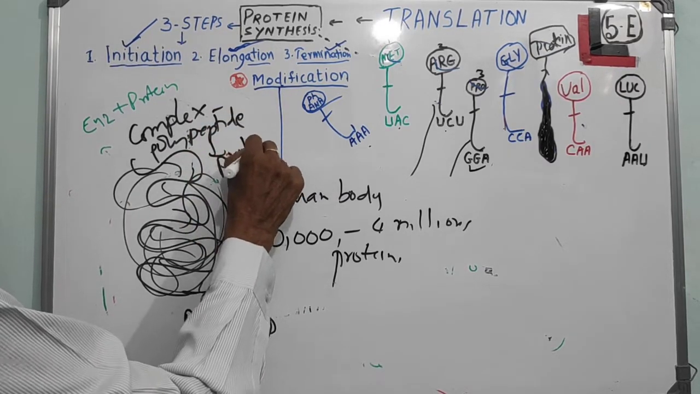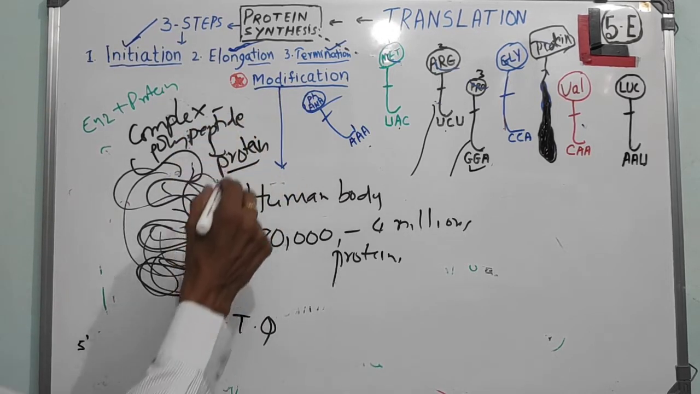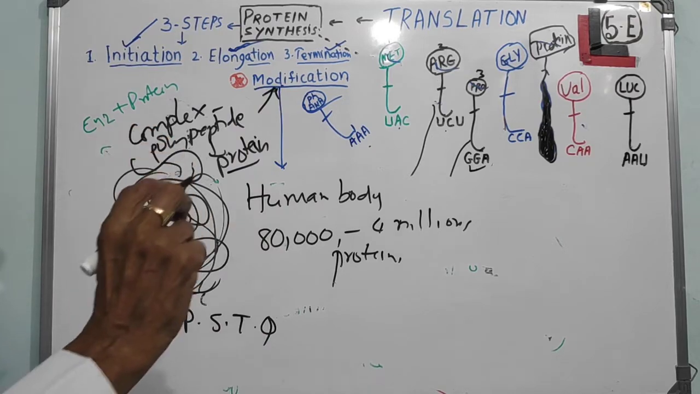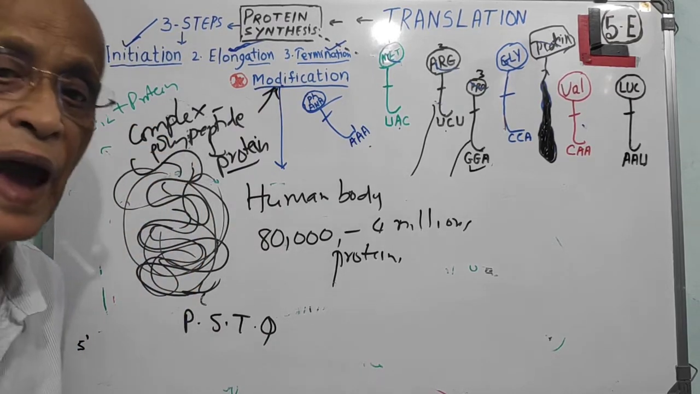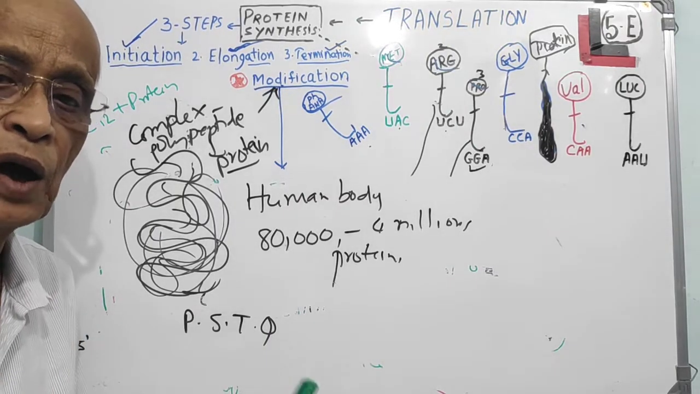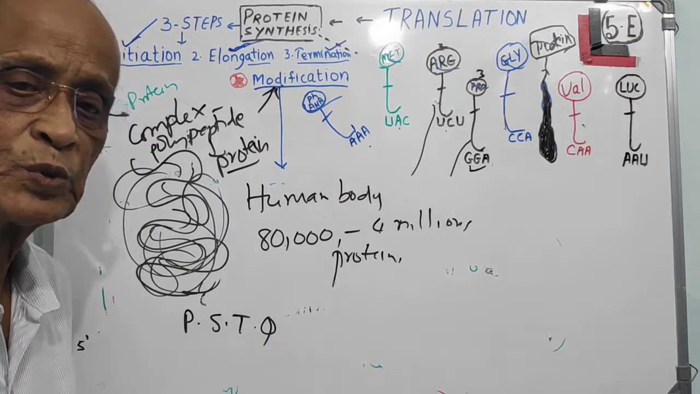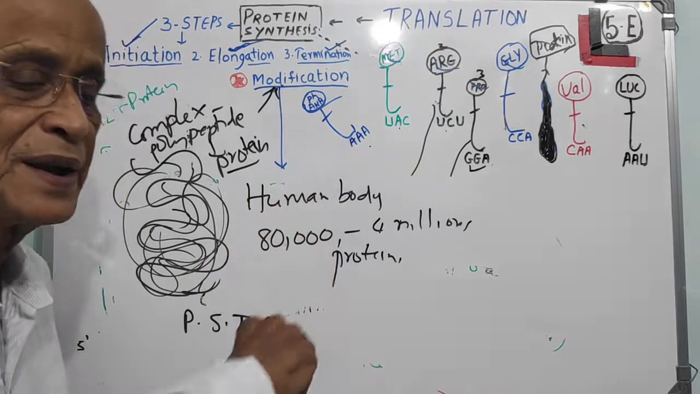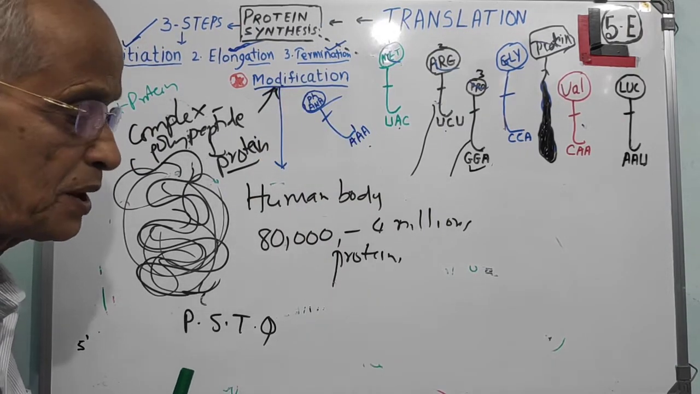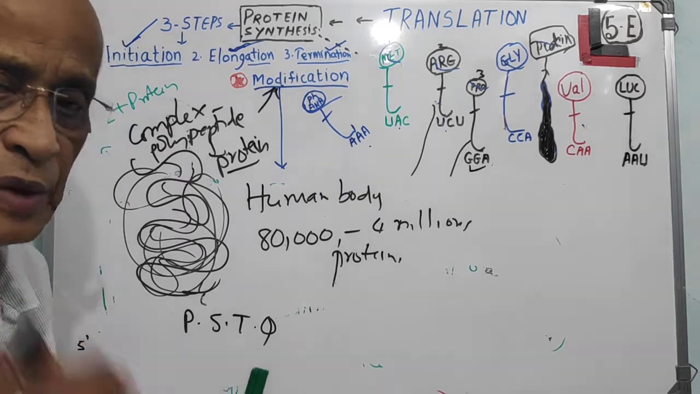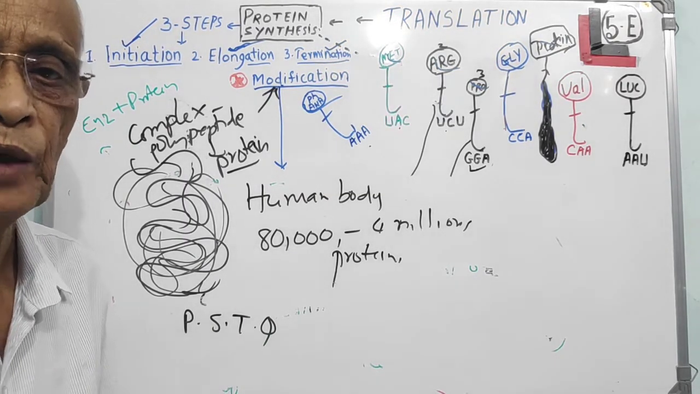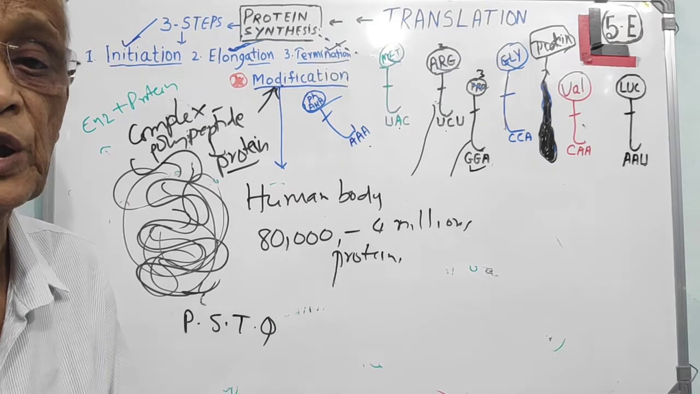And this protein, now a simple protein, may undergo modification. That means different biomolecules may be added, parts may be removed, or inorganic molecules may be added, vitamins may be added. All this will happen in the modification. So in our body, every minute, a large number of chemical changes will be happening, which is very difficult to say how many will go on.